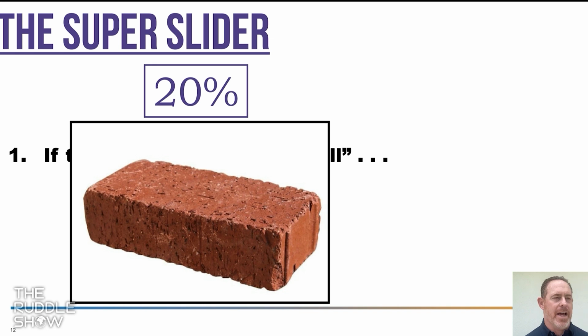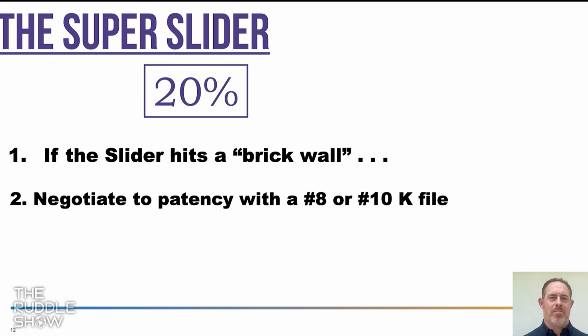Once you do this, just forget it. Take it out, take the slider out, take a deep breath, and go traditional. Negotiate to patency with either an 8 or a 10K file. What I typically do is I'll put a little 45-degree apical curve or bend on the end of that 8 or 10K file, dip it into RC Prep, and I'll go in there and I will take it on a walk around the apex. I'll take it on a walk around trying to find where that little curve is, that apical curve. And so no big deal.